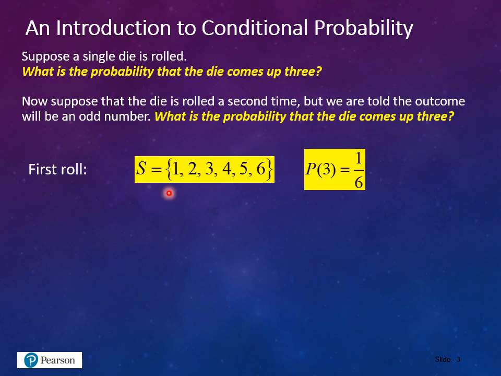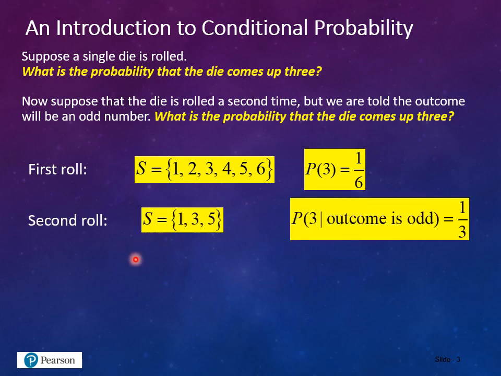Well, the first roll is really straightforward. This is just our simple probability calculation, which is the number of events in the outcome, which is just 1, the number 3, over the number of outcomes in the sample space, which is 6. So the probability of rolling a 3 is 1 out of 6, or 1/6.